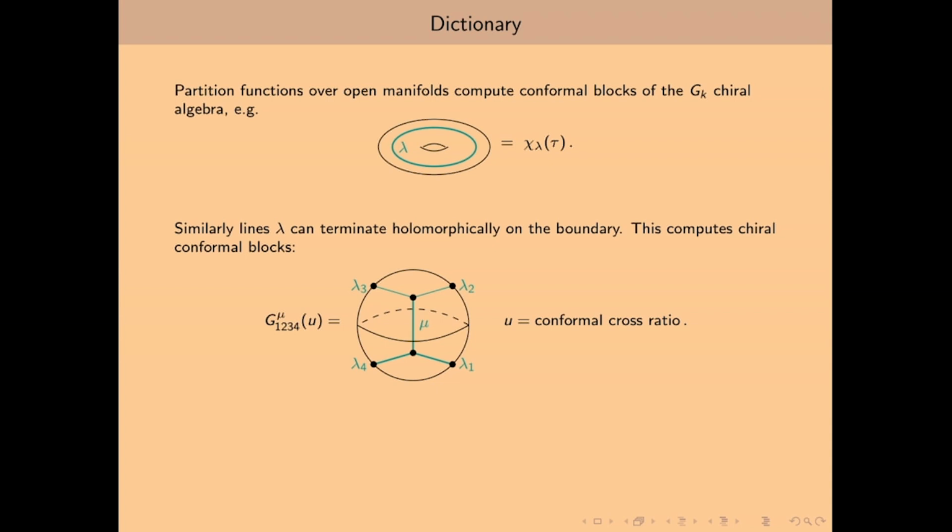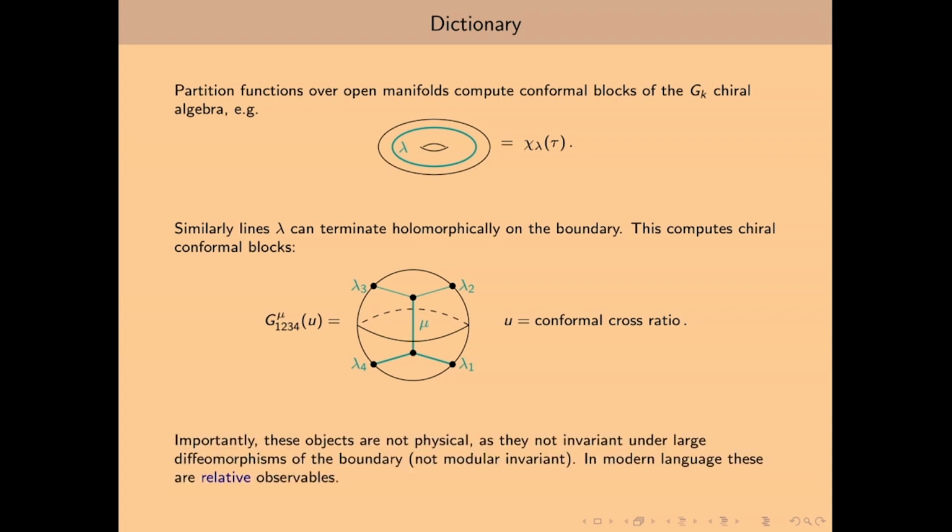And my interpretation is that these objects are not really physical because they're not invariant under large diffeomorphisms at the boundary. So they're not modular invariant. Of course, the character is not modular invariant, while a physical object, like a partition function of a physical theory, is modular invariant. You can make this better if you sum over modular images, and then the answer, if it's not zero, is modular invariant, and that's what has been done in the literature. You should think about that as the toy model.